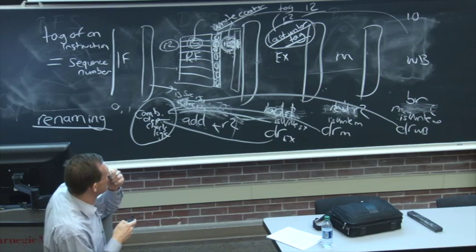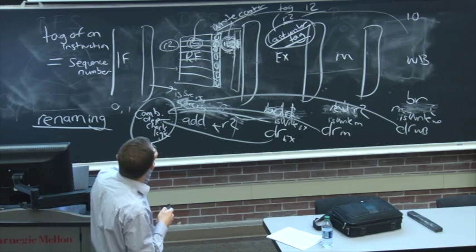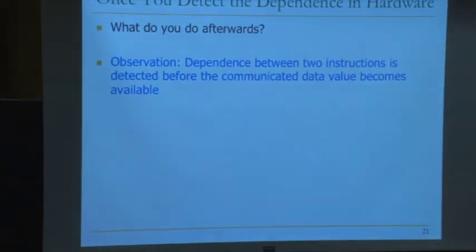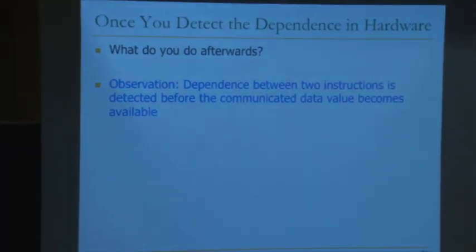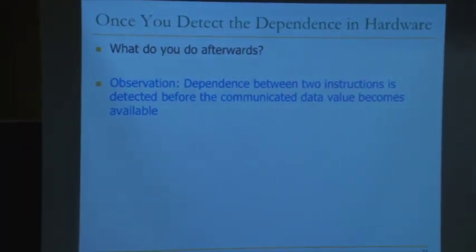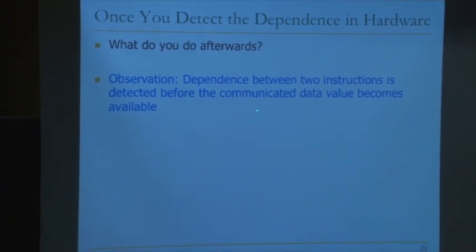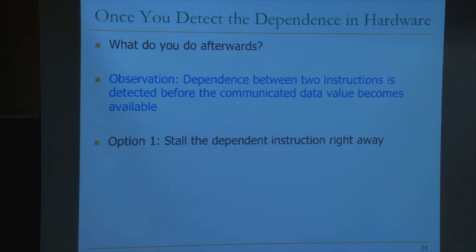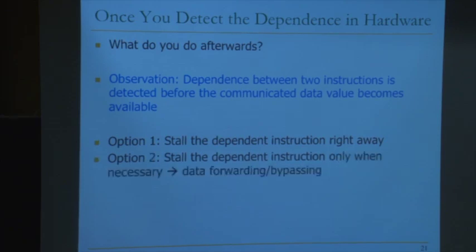I guess once you detect the dependence in hardware, what do you do afterwards? Basically, one observation is that dependence between two instructions is detected before the communicated data value becomes available. The data is not available, but you know the dependence. So one option is you can stall the dependent instruction right away. But that's not the optimal solution. You can stall the dependent instruction only when necessary.